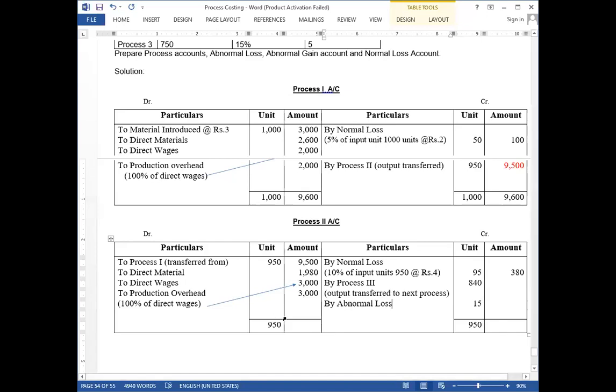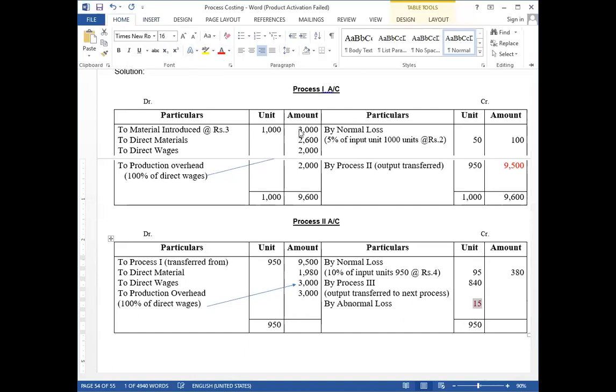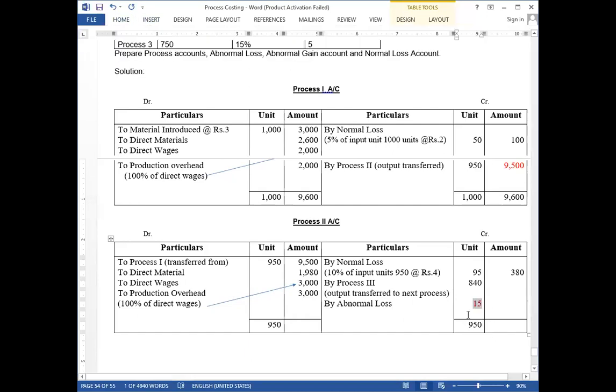If the balancing figure comes in the debit side, you can write abnormal gain. If the balancing figure comes in the credit side, you can write it as abnormal loss. So 15 units are the abnormal loss. I'm going to change the color so that you know this is the balancing figure.